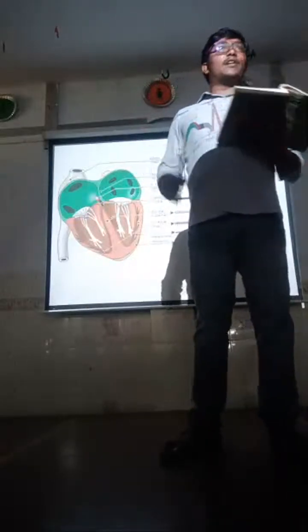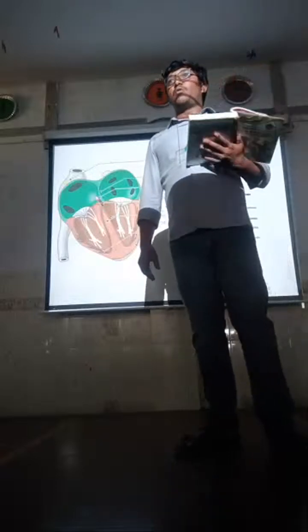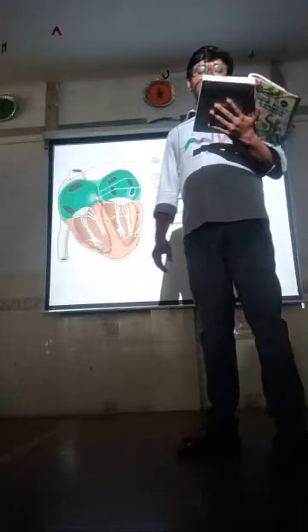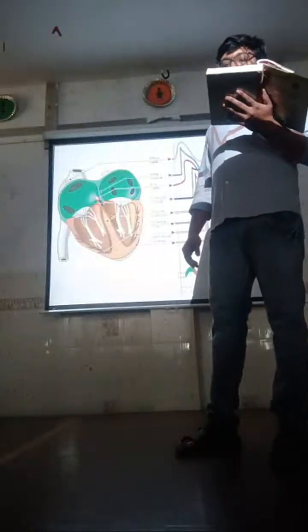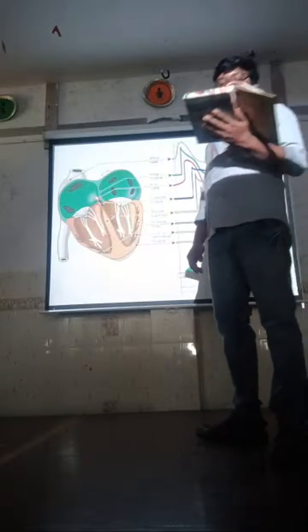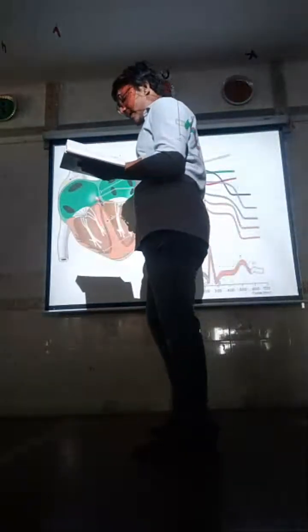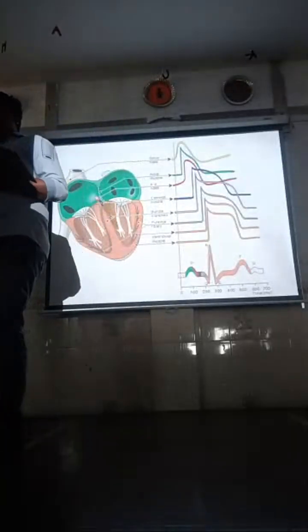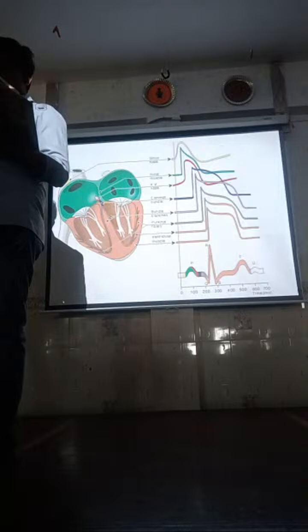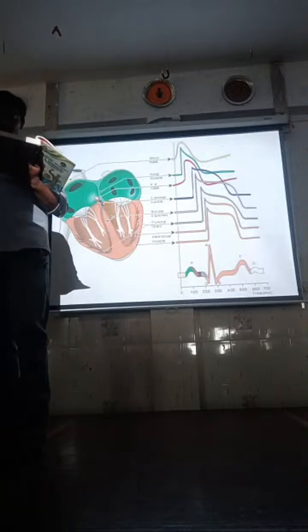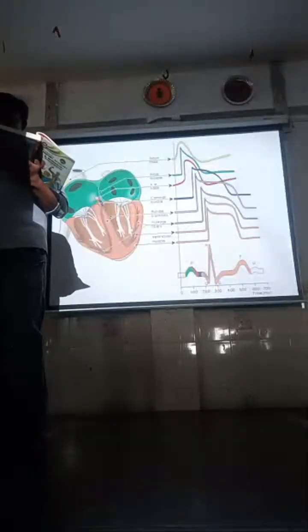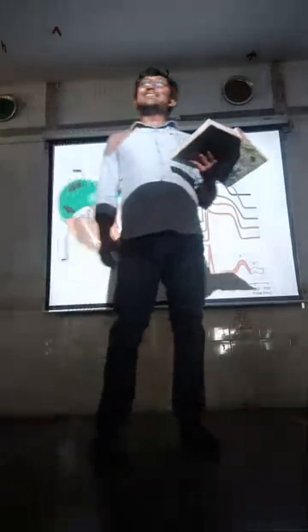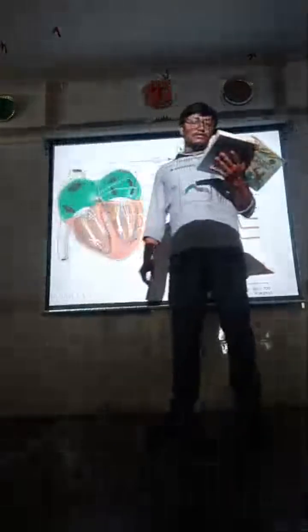Now what is the isometric contraction period? It is the first phase of ventricular systole and is a type of muscular contraction characterized by increasing tension without any change in the length of muscle fibers. Isometric contraction of ventricular muscle is also called isovolumetric contraction.